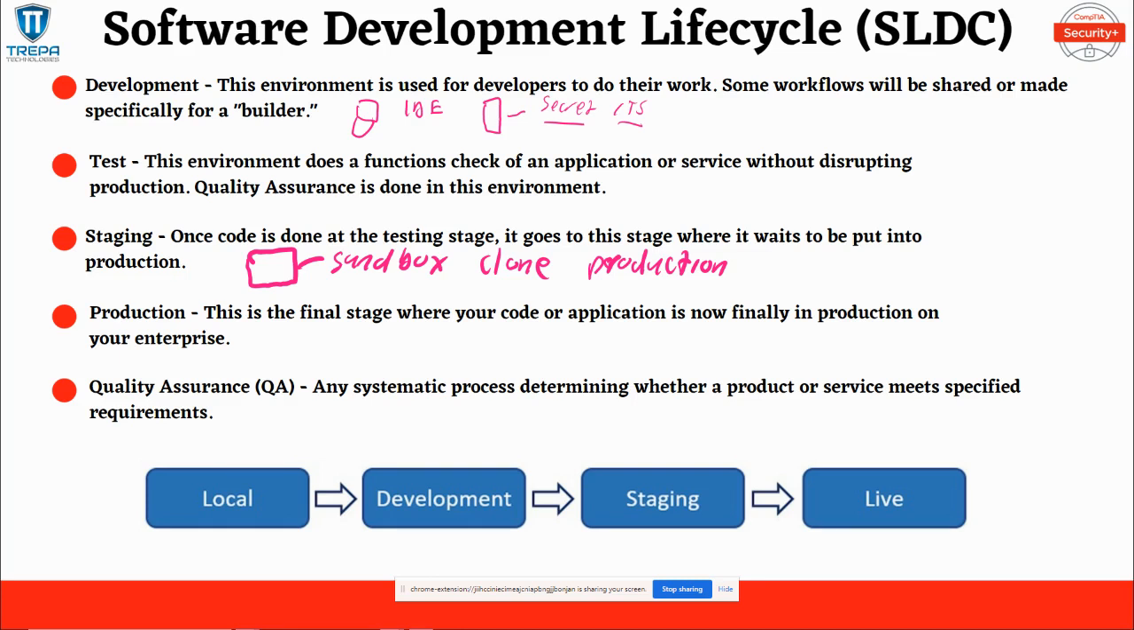And then the last stage, I guess, step we talk about in SDLC is going to be quality assurance. Quality assurance describes any process that determines whether a product, or in this case, software, meets the organization's objectives and requirements. Quality assurance can be done at really any of these stages. Preferably, you want it done at the staging stage last, because you want to do your last checks before going into production. But quality assurance can happen at the test phase as well.